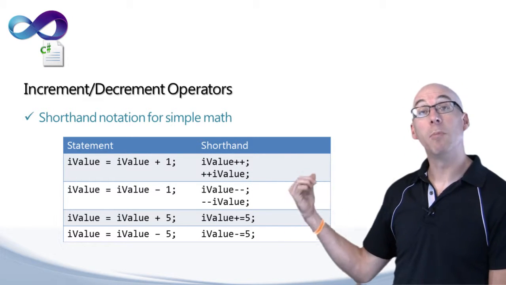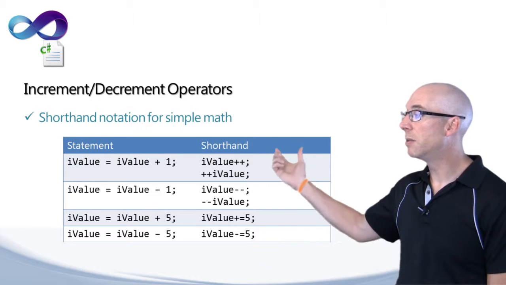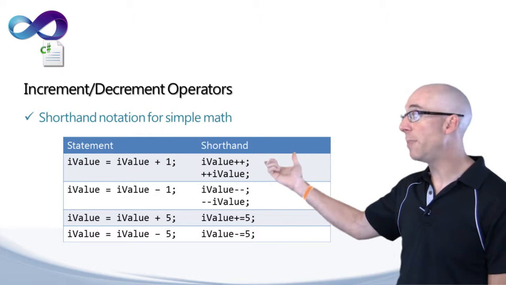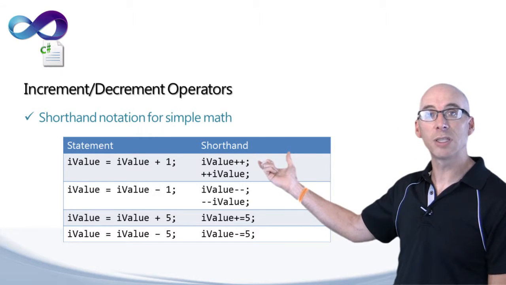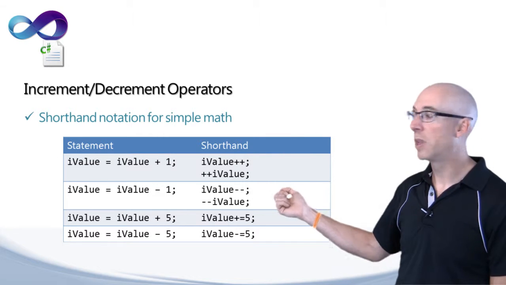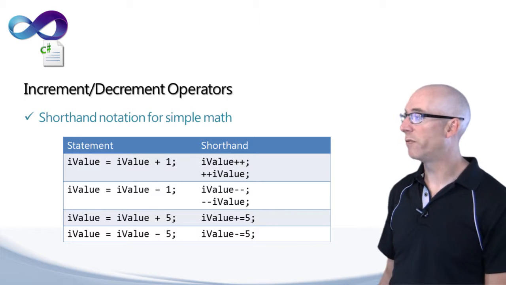Consequently, we have the minus minus. So iValue equals iValue minus 1. You can have iValue--, which says I'm going to evaluate it. So it might be equal to 5, and as soon as I've looked at it and evaluated it, I'm going to convert it to a 4. The other one says before I ever look at it, I'm going to subtract 1 from it.